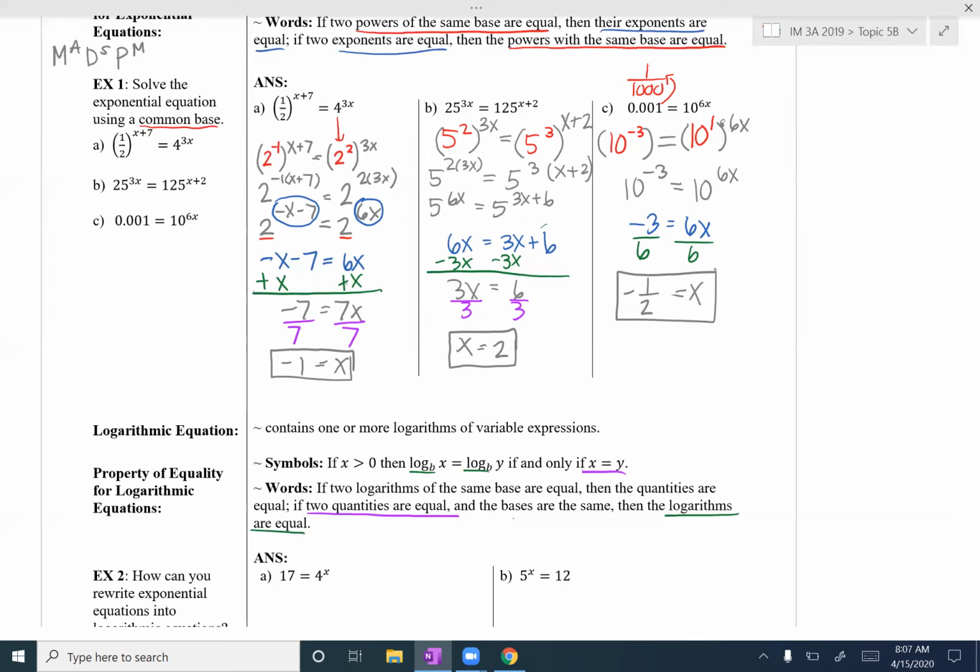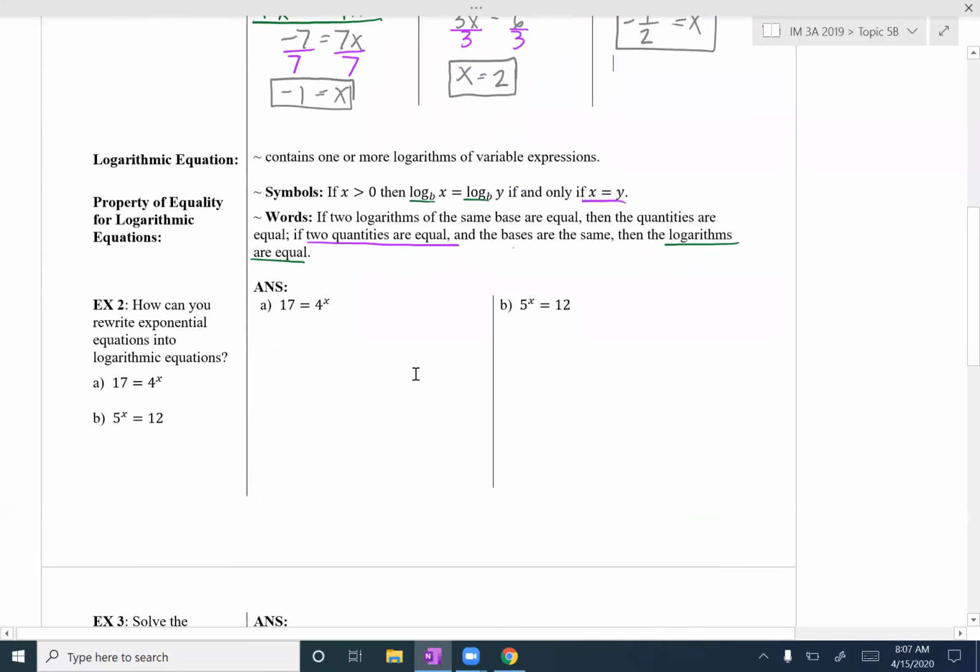In example 2, we're asked to rewrite an exponential equation as a logarithmic equation. So a logarithmic equation contains one or more logarithms of variable expressions, meaning the variables are inside the logarithm, the same way that the variable was in the exponent in an exponential equation. So the property of equality for log equations is very similar to the one for exponential. So if I have log of the same base of two values set equal to each other, then those values must be equal. So again, I can ignore the log base b if they're equivalent.